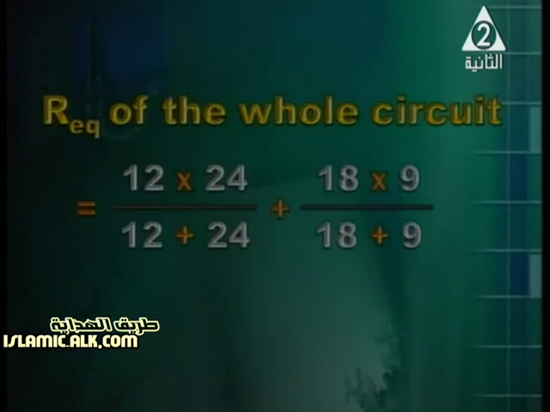R equivalent of the whole circuit: 12 and 24 connected as a parallel combination, product over the sum, plus the 18 and 9 parallel combination, plus the internal resistances. So our total for the whole circuit is 18 ohm.